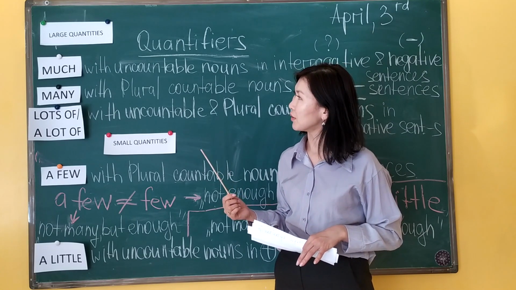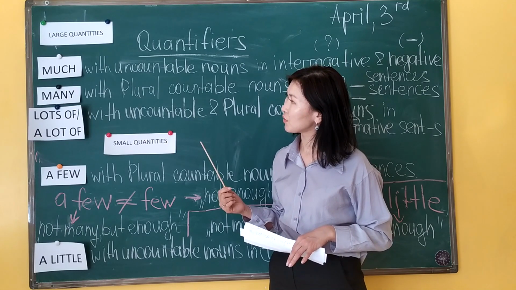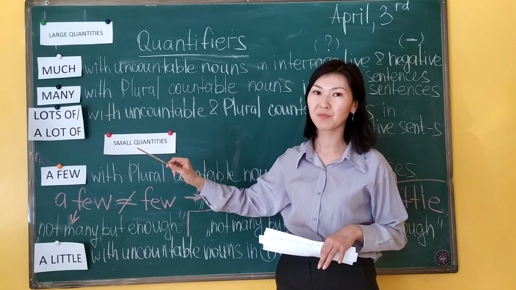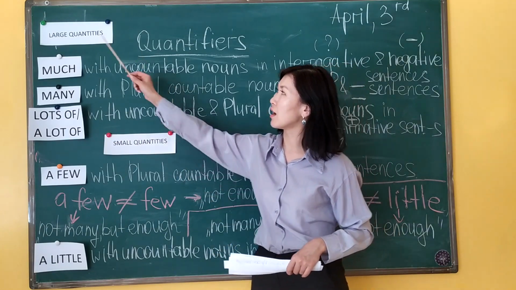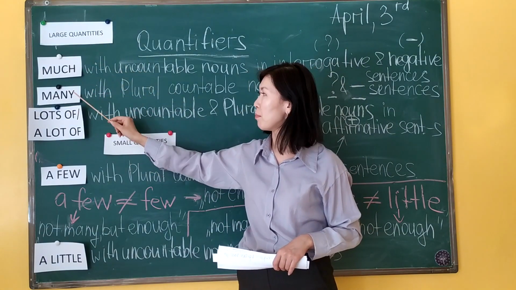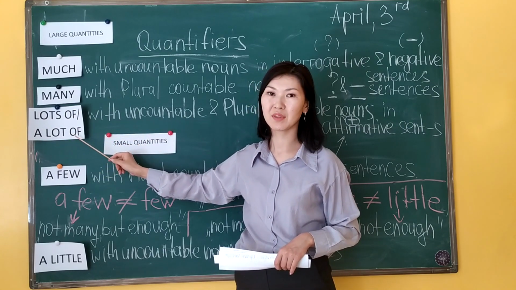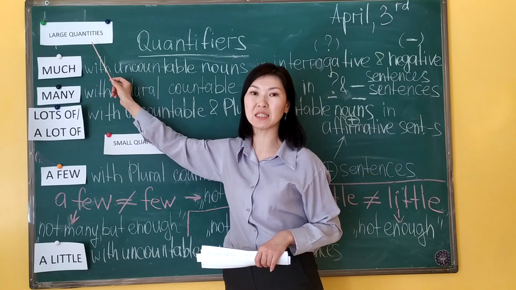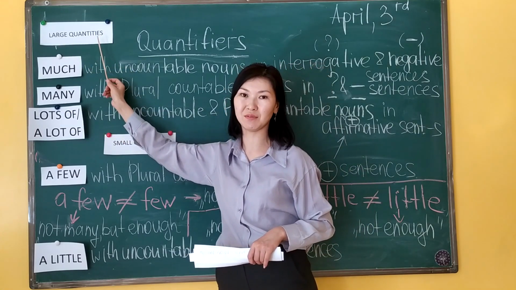Okay? So, at first I want to separate these quantifiers into two groups. The first group expresses large quantities. There are much, many, lots of, or a lot of. It's the first group which expresses large quantities.